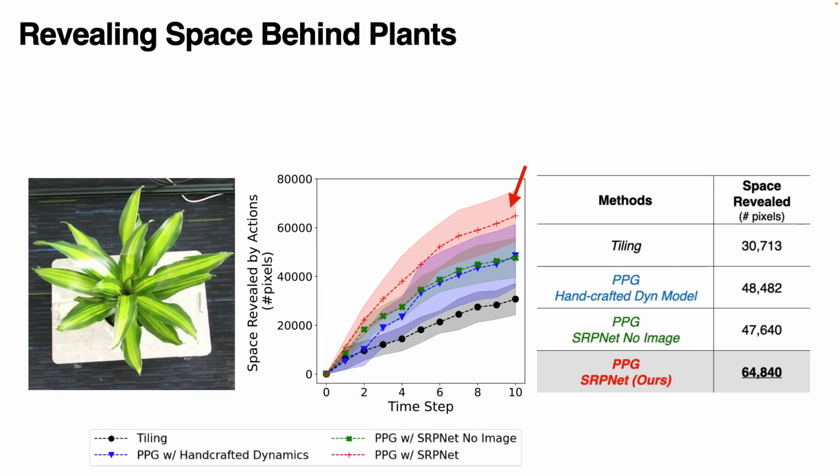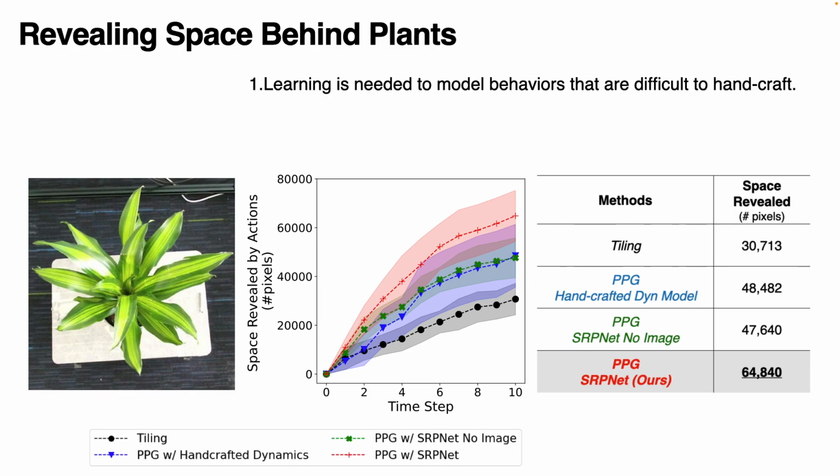Here's our result. The time steps are on the x-axis. The amount of space revealed is on the y-axis. We report the mean over 10 trials and also show the 95% confidence interval. We can see that PPG with full SRPNet outperforms all the baselines, and it has a 34% improvement over the highest baseline. This shows that learning is needed to model complex leaf behaviors that are hard to handcraft.